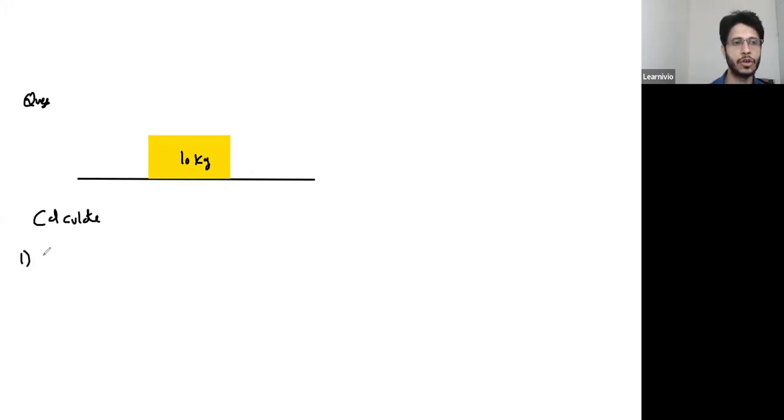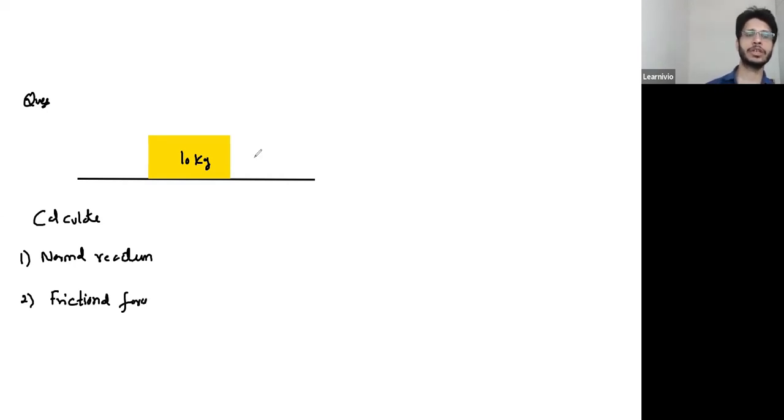Calculate first the normal reaction. Second, the frictional force. Okay, solve it. Calculate the normal reaction and then the frictional force acting on the body. So what is the coefficient of friction? Yeah, the coefficient of friction is, say, 0.2 here.